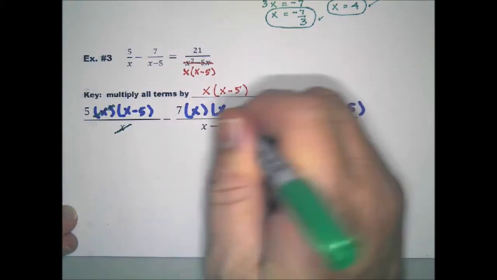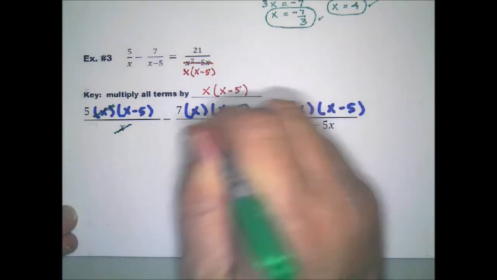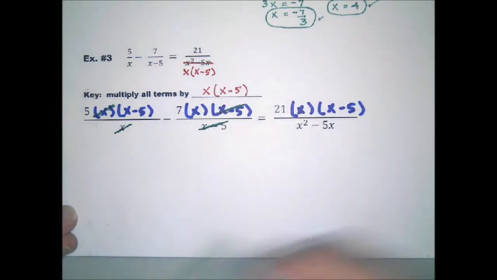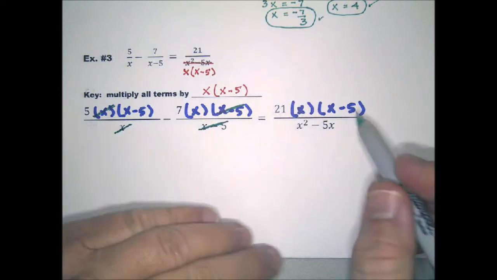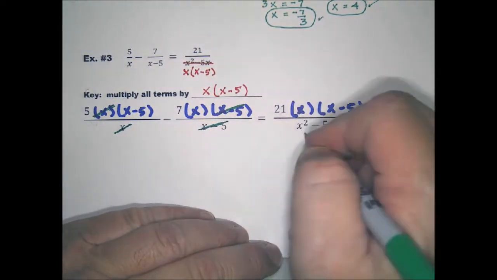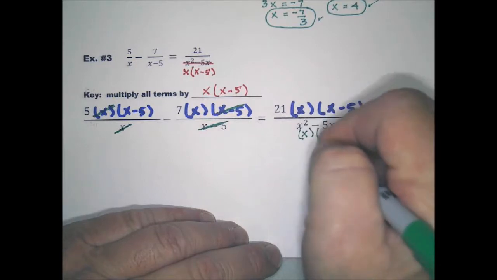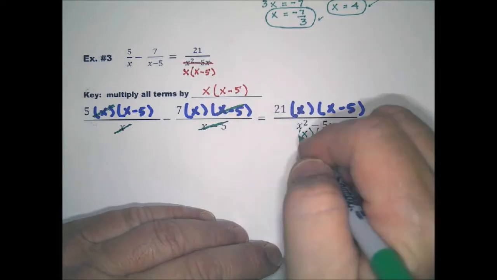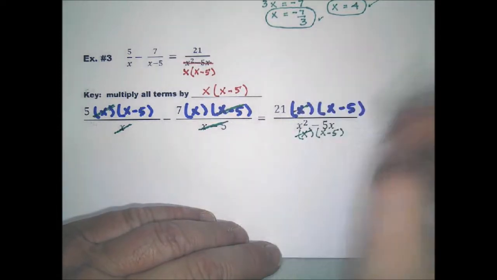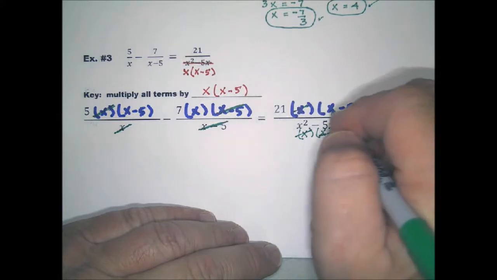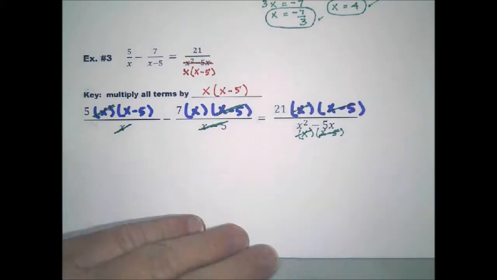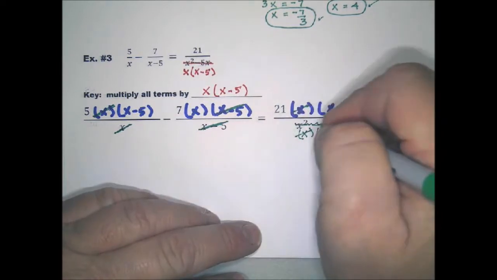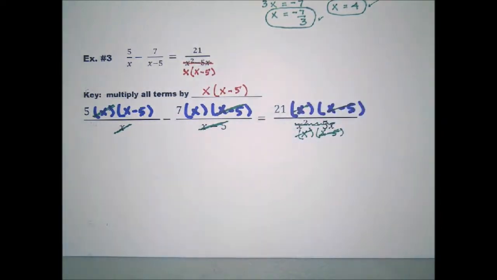On the second one, it's going to be the x minus 5s. And on the third one, it's going to be both things, because remember, x squared minus 5x was actually x times x minus 5. So the x's are going to reduce each other. The x minus 5s are going to reduce each other. So that means all three denominators have now gone away, and I don't have any more fractions.